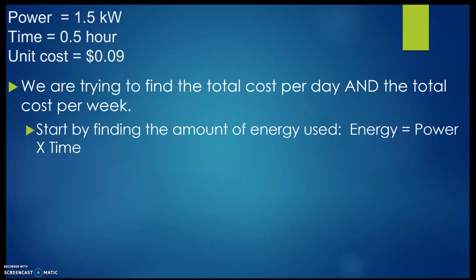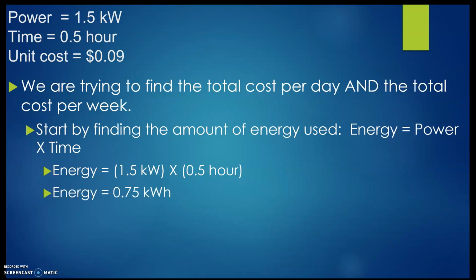We're going to start by finding the amount of energy that was used. We'll use the formula energy equals power times the amount of time used. We plug in our known values, our power and the time, into that formula to figure out how much total energy was used. 1.5 times 1/2 equals 0.75. Since we're multiplying our kilowatts by hours, that gives us our energy unit of kilowatt hours.